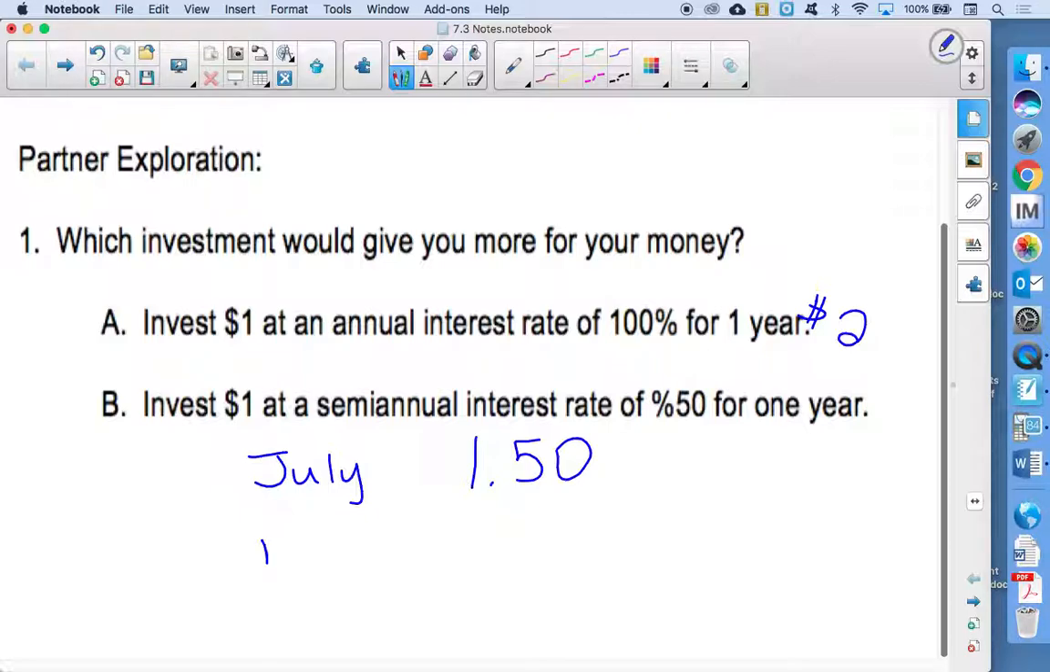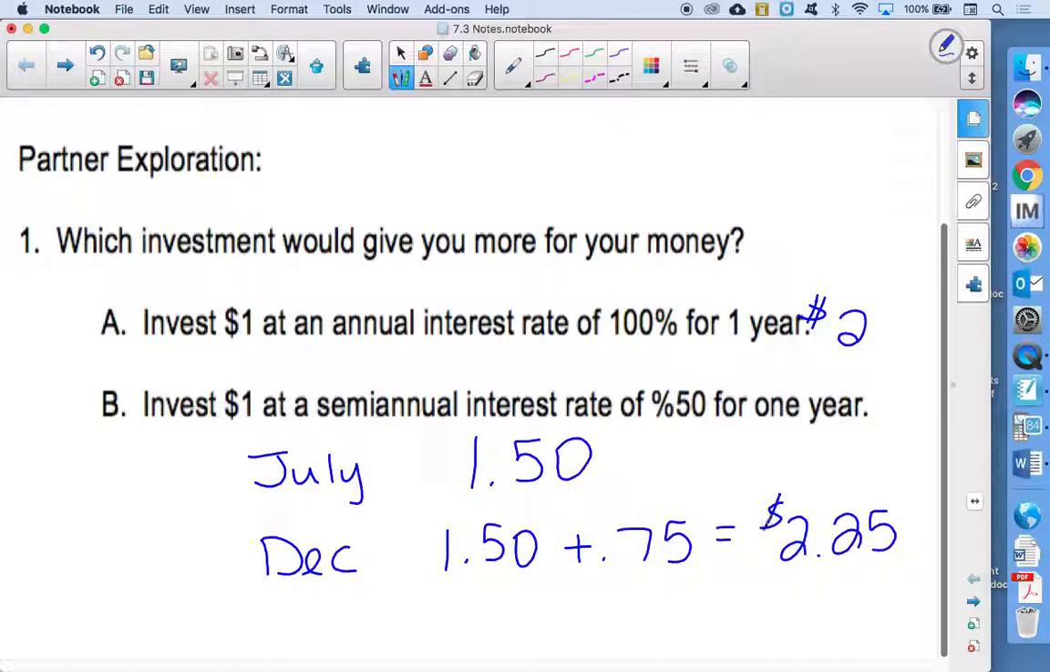Right. So then in December, you currently have $1.50. But if I get 50% of this, that means I get an additional 75 cents. Which means that we now have $2.25. So 50% semi-annually means halfway through the year you're getting 50% of what's in your account. Well, 50% of $1 means to my dollar I'm adding an extra 50 cents. And now that amount is larger, so now it's $1.50.